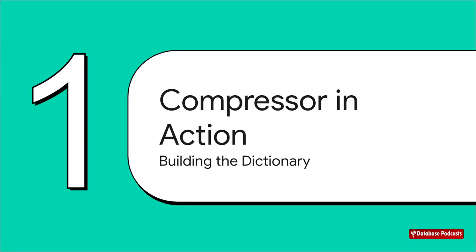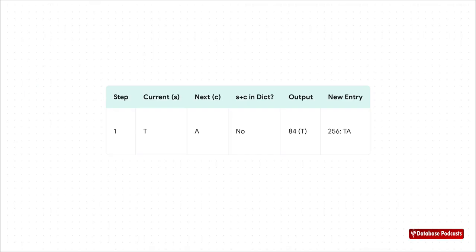So, how does the compressor actually build this dictionary and use it to shrink our string? Let's just walk through our example step by step. The process kicks off with a dictionary that's already pre-filled with all 256 single ASCII characters, A, B, C, and so on. The compressor reads the first character, T, and then the next one, A. Now it asks, is the sequence TA in my dictionary? Right now, no, it's not. So two things happen. First, it outputs the code for T, which is its ASCII code, 84. Then it adds the new sequence TA to the dictionary at the first open spot, which is index 256.